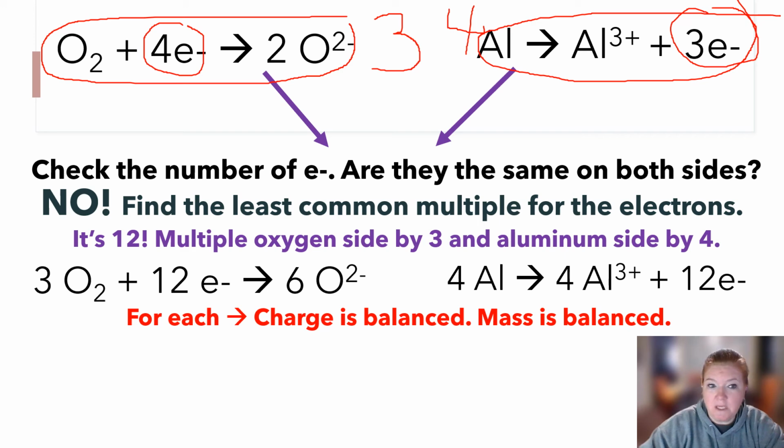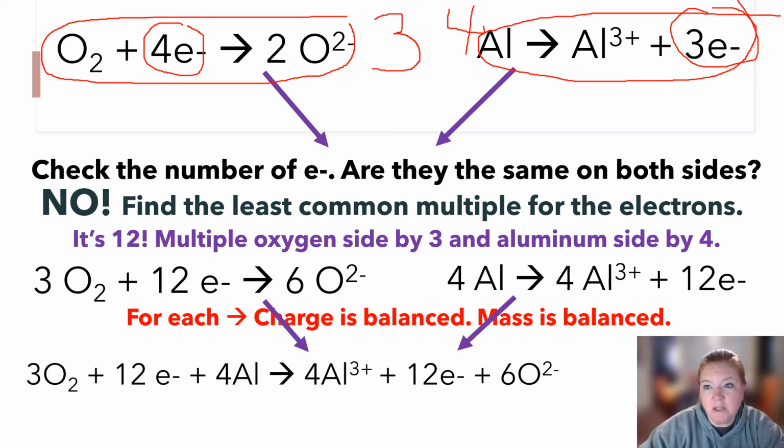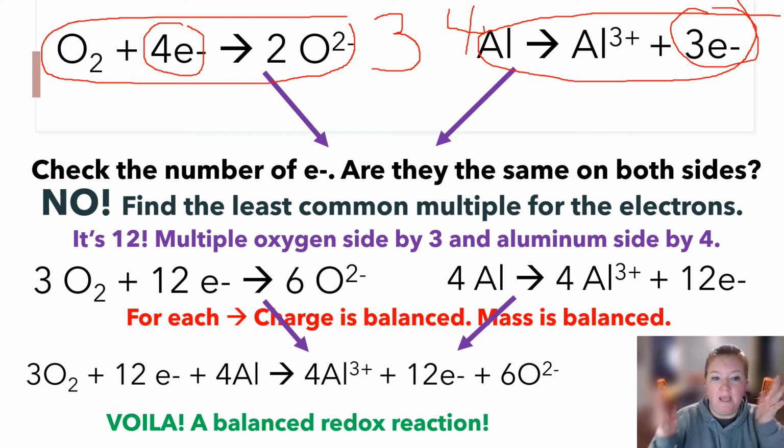Now, for each of these, I have charge balanced. For oxygen, it's -12 on the reactant side, -12 on the product side. For aluminum, it's 0, and then +12 plus -12, which is 0. Mass is balanced. I have the same number of atoms on both sides. So now I can finally take those and put them together into one equation. There's my redox equation, and voila, I have a balanced redox reaction.